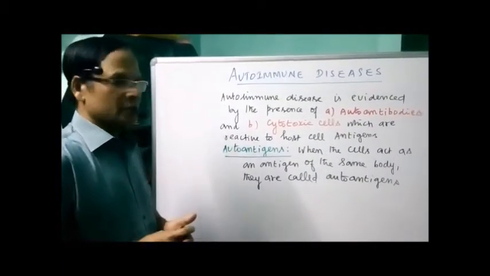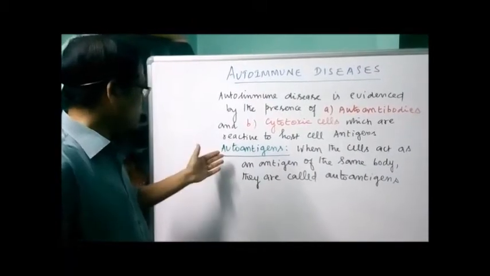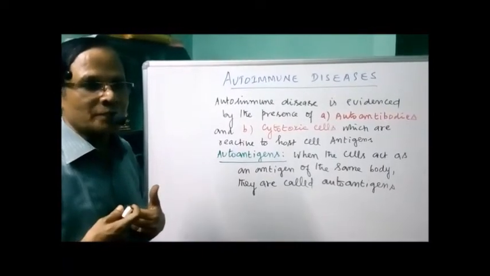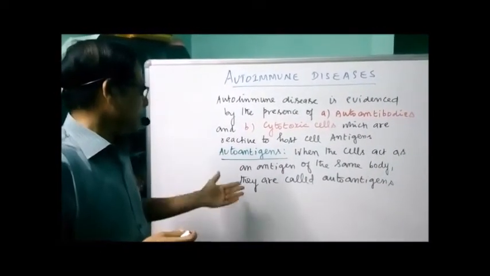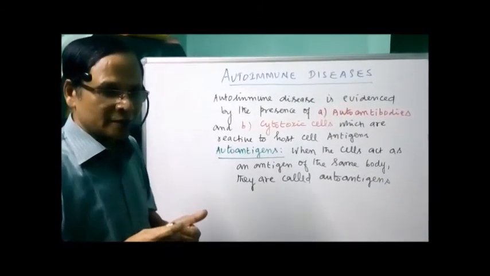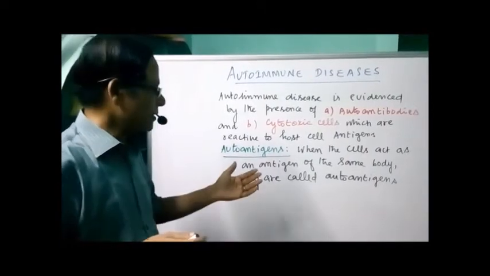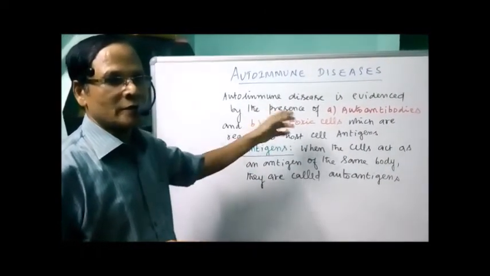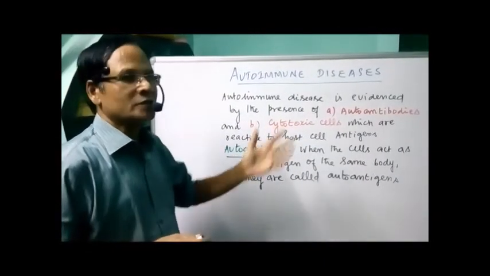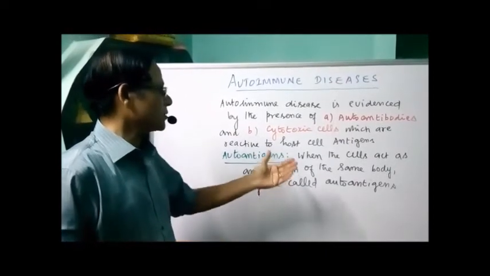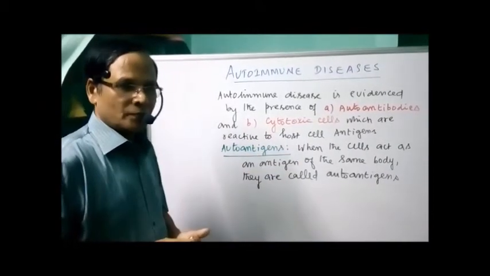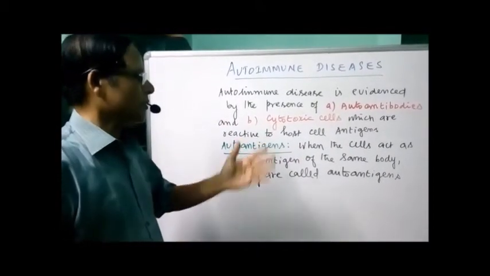Now, I mentioned autoantibodies. Now, what are autoantigens? When the cells act as antigen in the same body against the immune system, they are called autoantigens. They are nothing but the cells of the body acting as an antigen. They are not coming from outside. These antigens are stimulating the production of autoantibodies of the same body, and that antibody is reactive to the immune system. So these antigens are called autoantigens. When the cells act as an antigen of the same body, not from outside, they are called autoantigens.